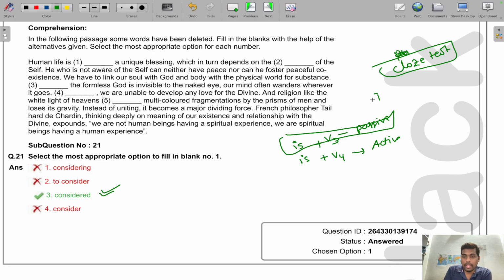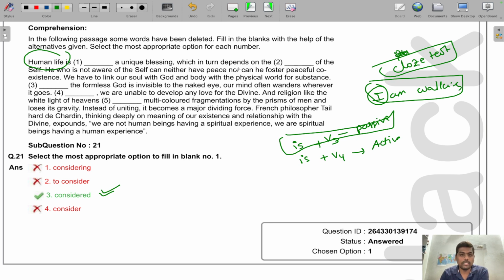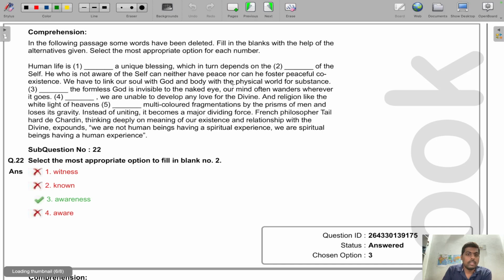Because see, I am walking means I am doing the action of walking. I am doing the action, but human life is not doing any action here. So that's why we need to use V3 only. Human life is considered a unique blessing, which in turn depends on the dash of the self. We don't know, just put it in the blank only, guys. He who is not aware of the self can neither have peace nor foster peaceful coexistence.